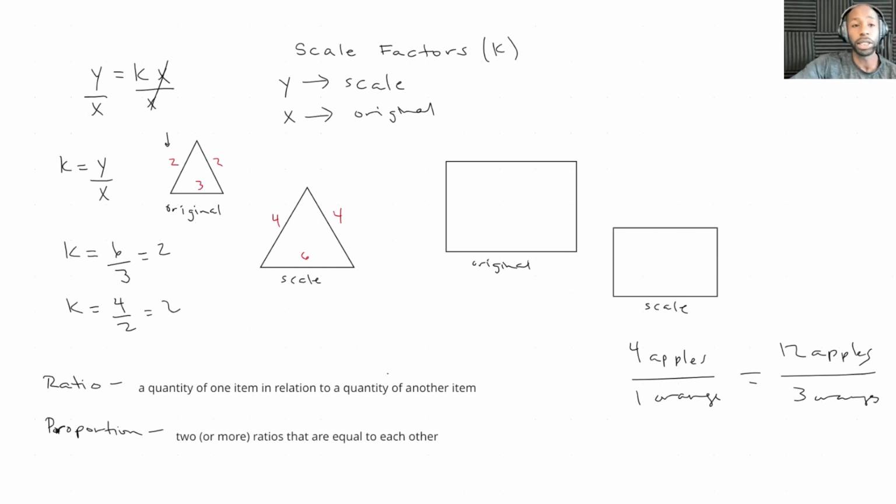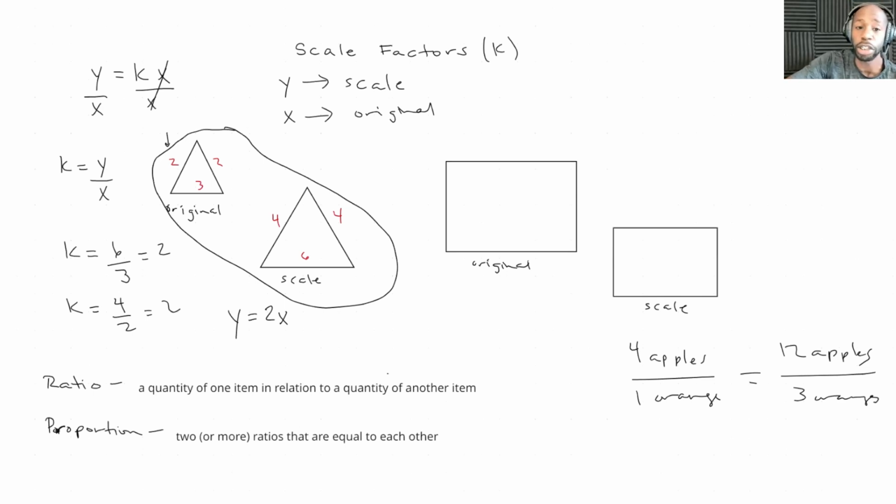So you see, that means that as a general equation for this relationship between these two shapes right here, y is going to be equal to the scale factor 2 times x. So no matter what original side measurement you put in here, it's going to give you the corresponding scale measurement. Okay, so this is what you would call your general equation, where you just put in your scale factor.